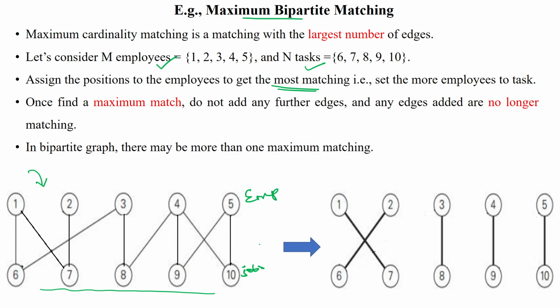You see, I am matching employee 1 to job 7, then the second employee is doing job 6, job 8 is assigned to employee number 3, job 9 is assigned to employee number 4, and job 10 is assigned to employee number 5. We can give another kind of matching also. You see, 1 can be assigned to 6, then 2 can be assigned to 7, then 3 can be assigned to 8, 4 can be assigned to 9, and 5 can be assigned to 10. You see, this is another kind of maximum matching.